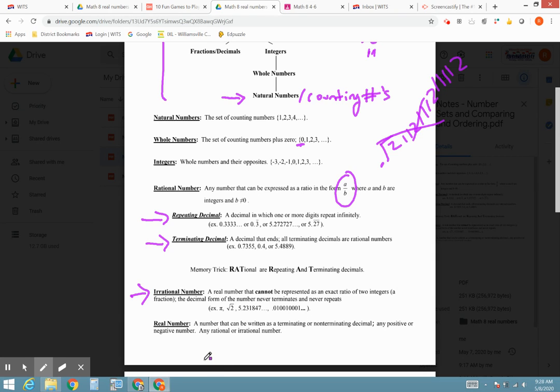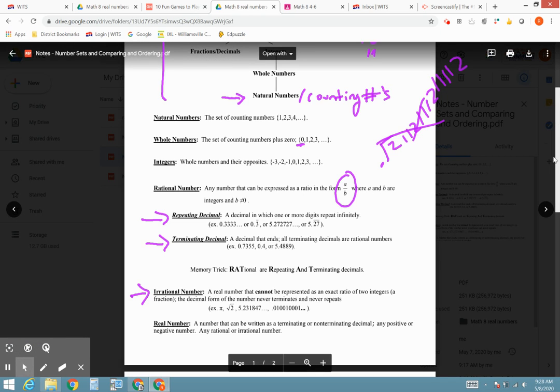Real numbers are any number that can be written as a terminating or non-terminating decimal, or any positive or negative number, any rational or irrational number. So real numbers are basically all the numbers that you know of at this point in your mathematical career.